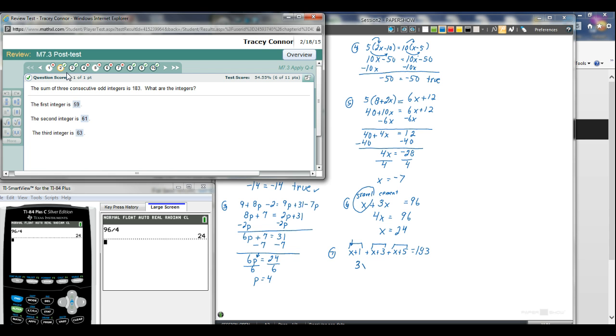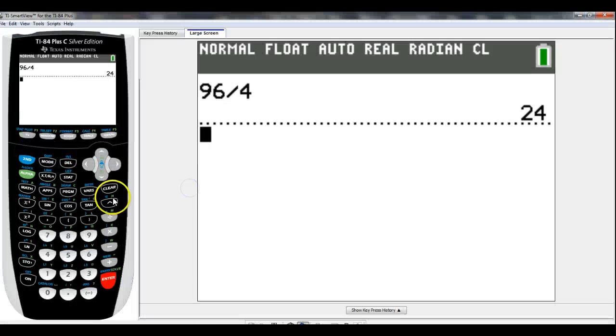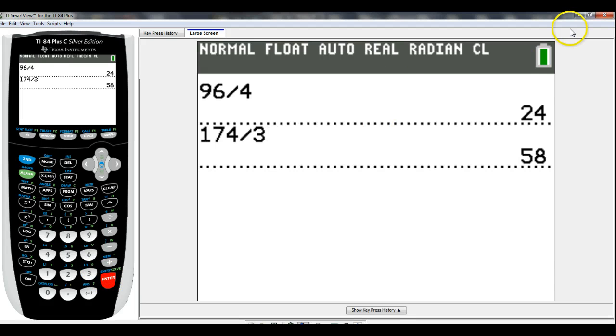So I have 3x plus 9 equals 183. Okay, then I'm going to subtract 9 from both sides. So I have 3x equals 174. And then if I take 174, and again, don't hesitate to use your calculator. Sometimes you have one on your computer. I know some of you have calculators on your phone. You can download apps that look similar to this calculator.